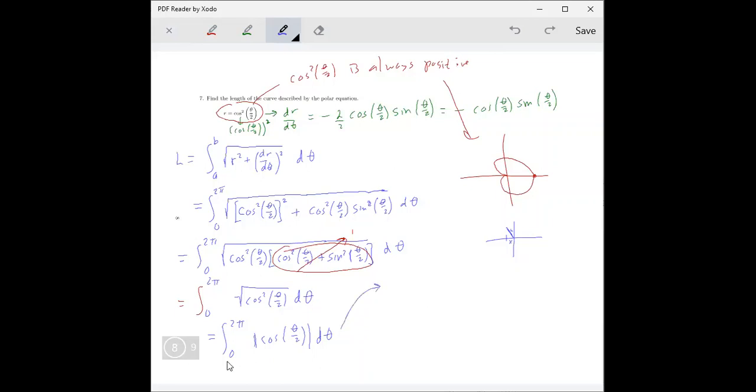So let me summarize what I just said, hopefully it will be understood. From 0 to π, the absolute value of cosine of θ over 2 is just cosine of θ over 2. But from π to 2π, it is negative.